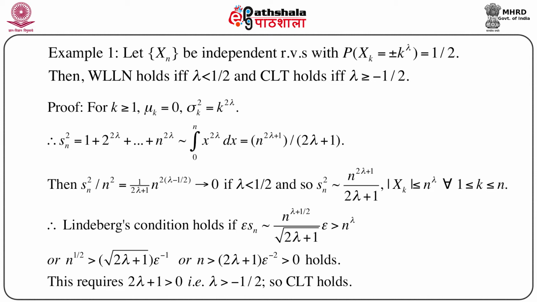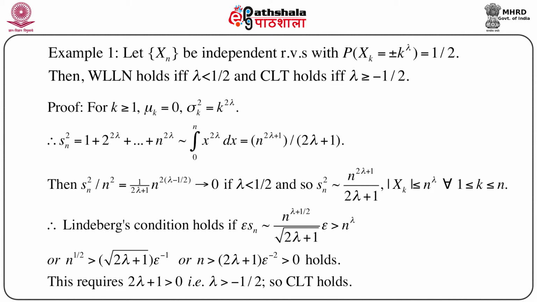Now then weak law of large numbers holds if and only if lambda is less than half, and CLT holds if and only if lambda is greater than or equal to minus half. Here we are not going to prove why the weak law of large numbers holds for lambda less than half. This is very easy to check. So we only concentrate on the CLT part.